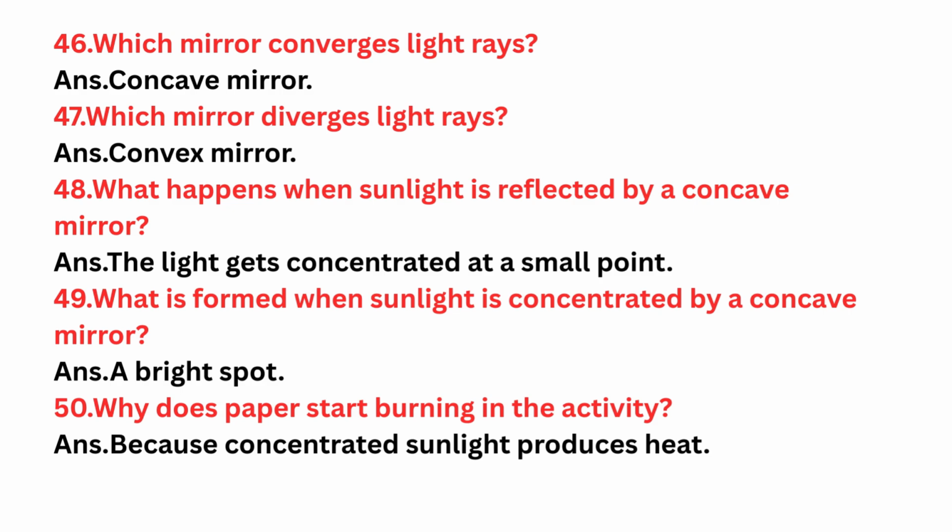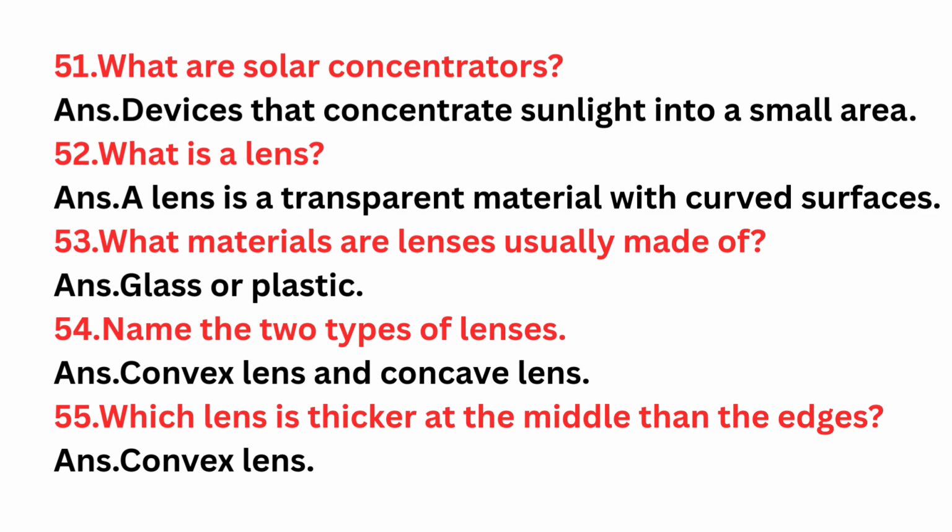Question number 49. What is formed when sunlight is concentrated by a concave mirror? Answer. A bright spot. Question number 50. Why does paper start burning in this activity? Answer. Because the concentrated sunlight produces more heat. Question number 51. What are solar concentrators? Answer. Devices that concentrate sunlight into a smaller area.